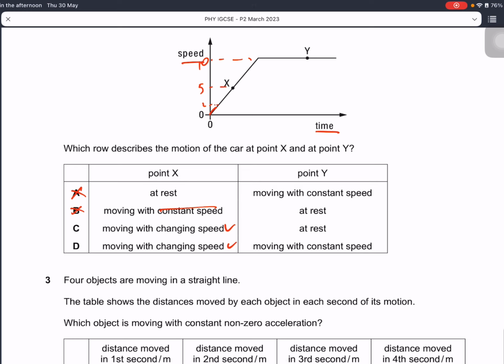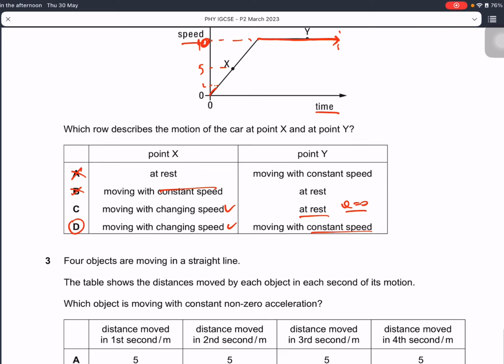And what's happening in Y? It's not at rest. At rest means velocity is 0. So it's moving with constant speed. The speed is 10, let's say, and it stays at 10 till this point, and stops there. So it's going to be constant speed. So the correct answer is D here.